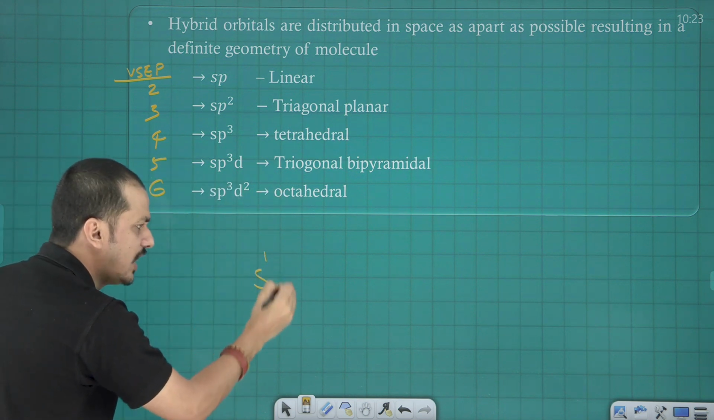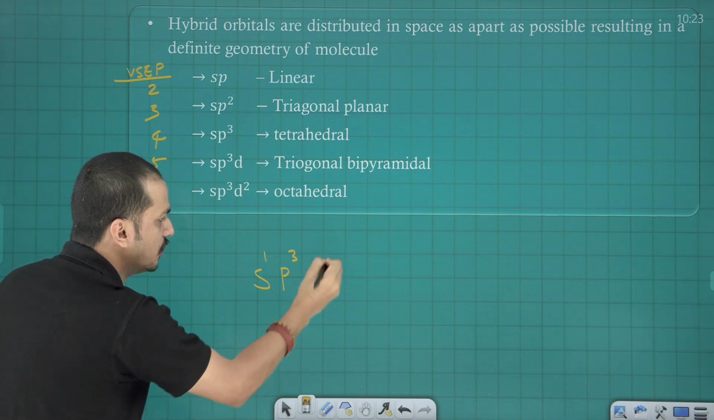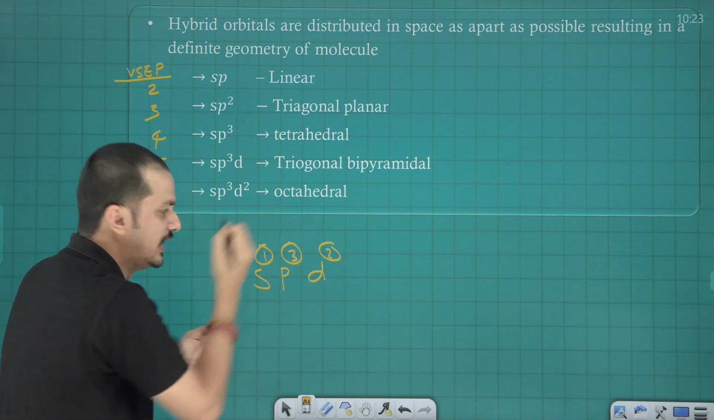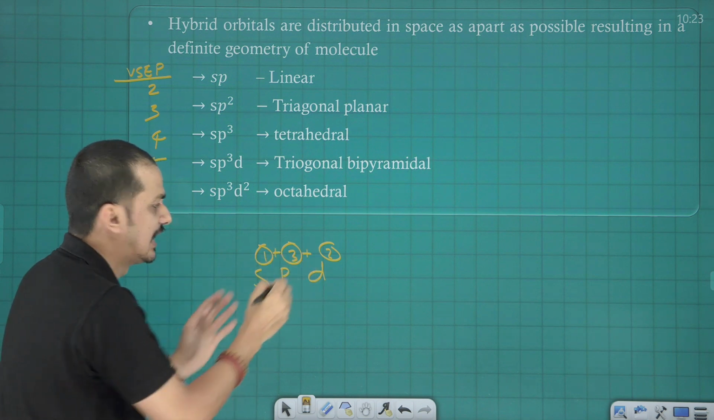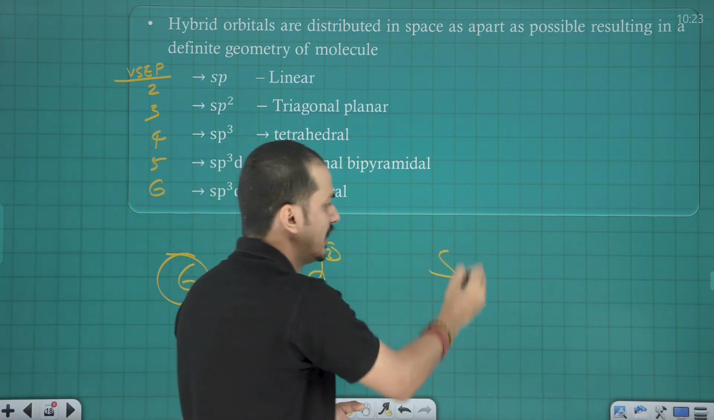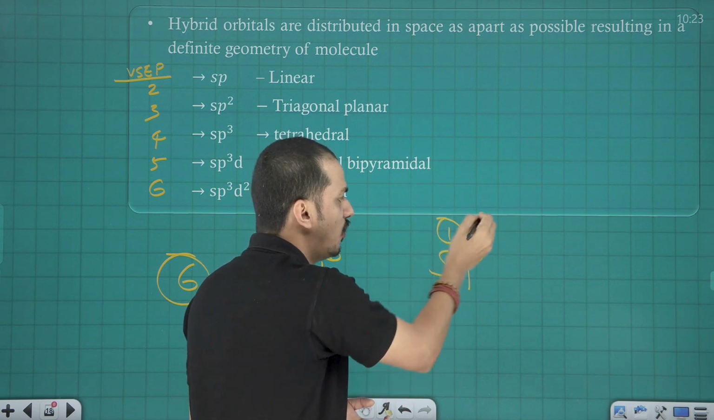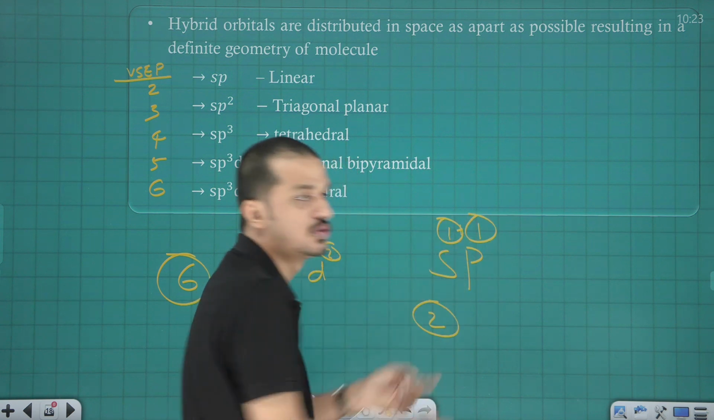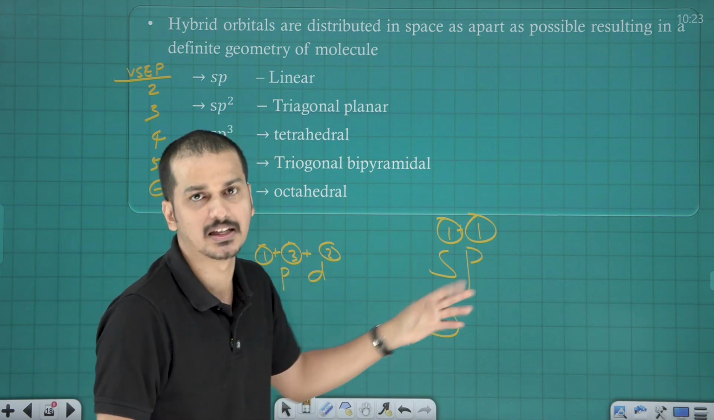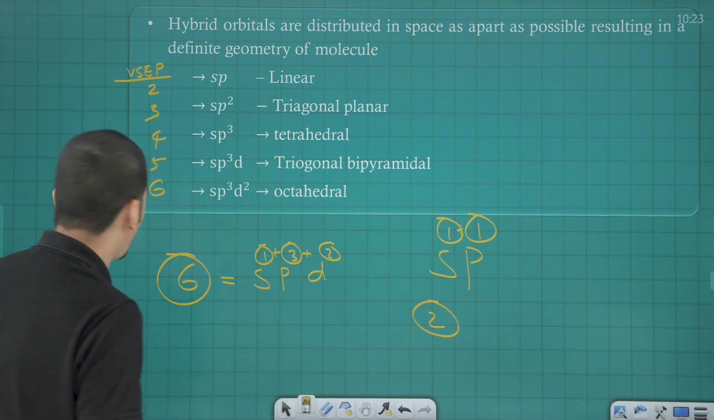Nothing more: s1 p3 d2, you know how to add. 1 s, 3 p, 2 d, I am adding, how much do I get? 6 I am getting, so 6 should be the VSEPR number. And if sp, it means 1 and 1, so adding gives 2, so 2 will be the VSEPR number. If you know the VSEPR number, we can tell the hybridization. Let me show you one example.